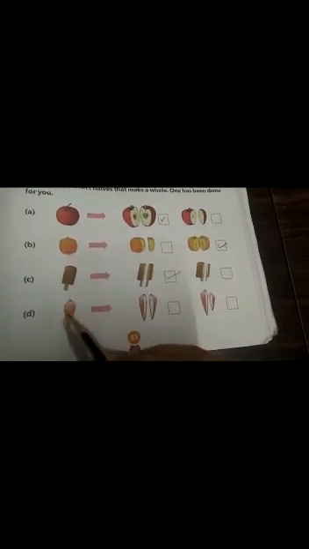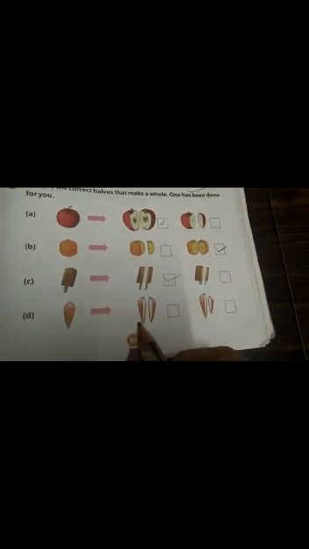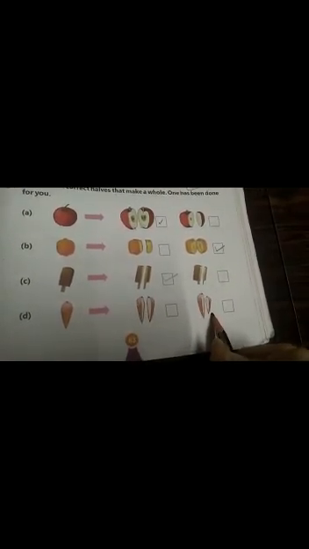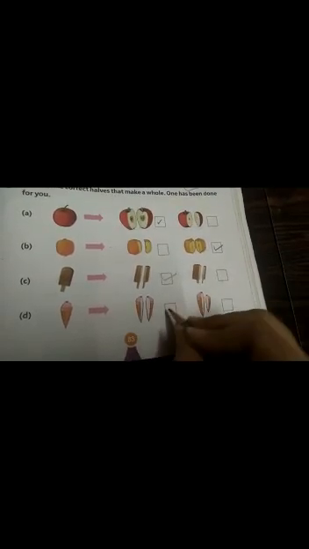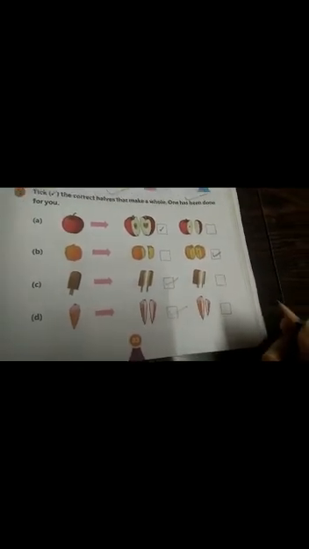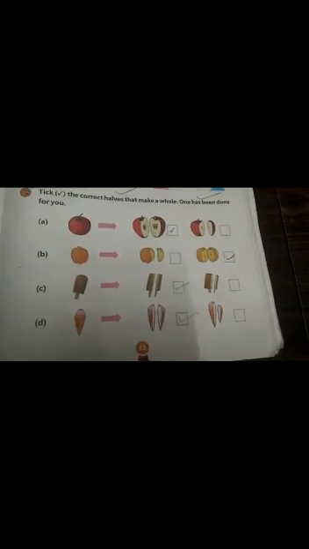Now this is what? Ice cream cone. Now again we have to find the equal parts. So is it this one or this one? Yes, it will be this one, because here again this part is smaller, and as we know, fractions have to be equal parts. So I will put a tick mark here.